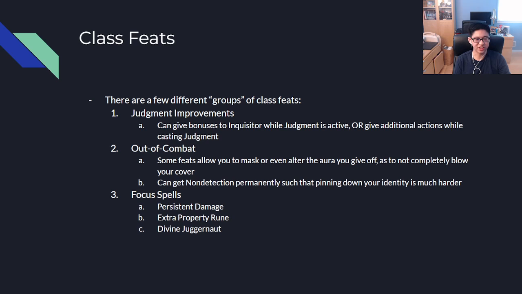There's Holy Castigation, which does fire and some sort of alignment damage, or positive negative, I believe. And if you fail the save, you take persistent damage, which is really cool. There's Divine Impression, which is the divine analog to the Magus's Runic Impression, so you can attach an extra property rune to your weapon or unarmed attack.